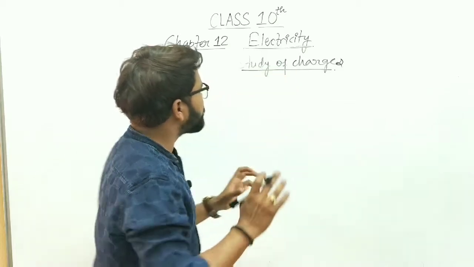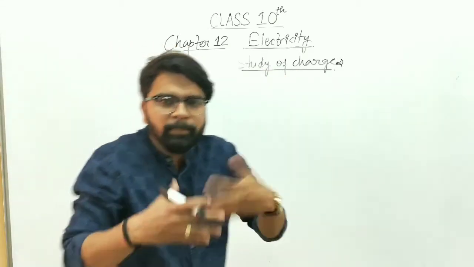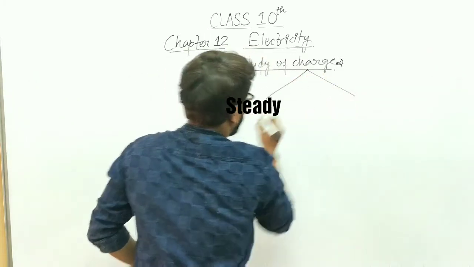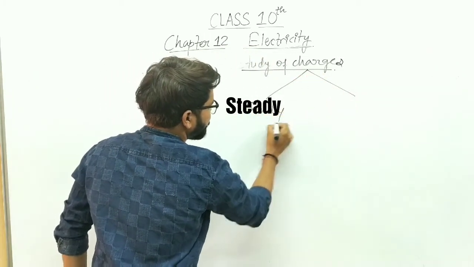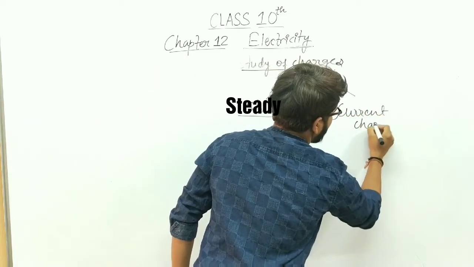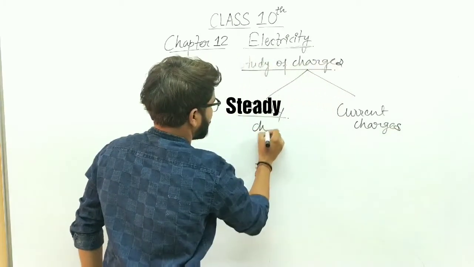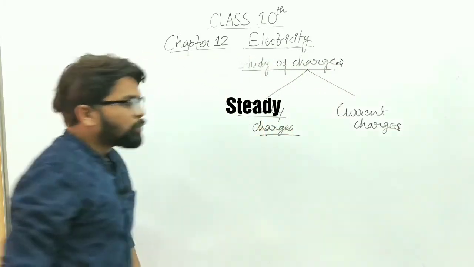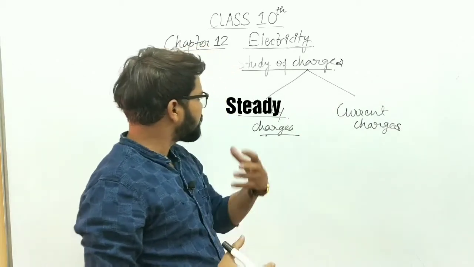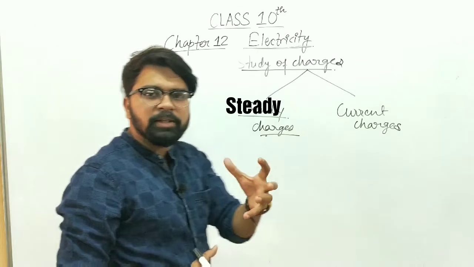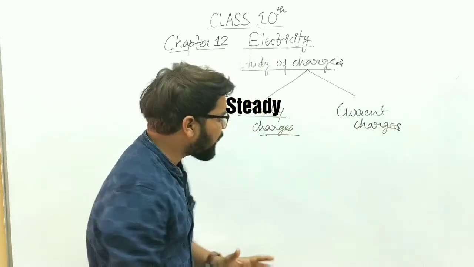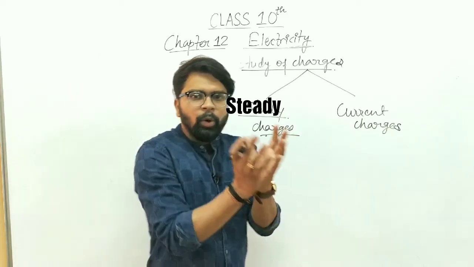So here we are going to study the charges. So what are charges? What type of charges are we going to study? Here there are two types of charges. The first one is steady charges and the second is current charges. Okay, so what are steady charges, what are current charges, and what is the basic difference between these two terminologies? So steady charges are those charges which are at rest.